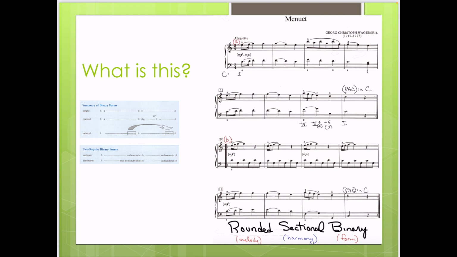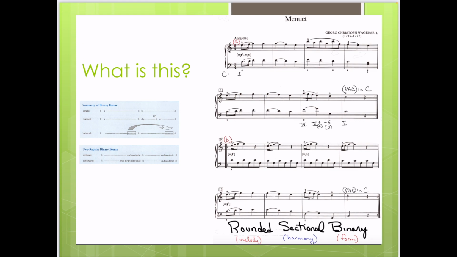So you could call it a rounded sectional binary if you're arguing from the melodic aspects of it. Now there's another thing you could call this. You could call this one balanced sectional binary. It's going to stay sectional no matter what, because the cadence in bar 8 was a PAC.